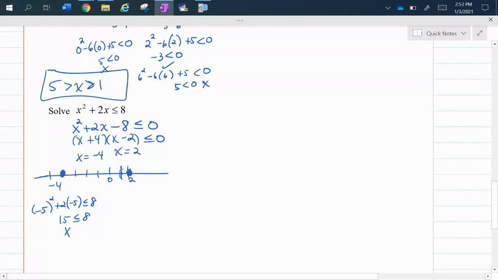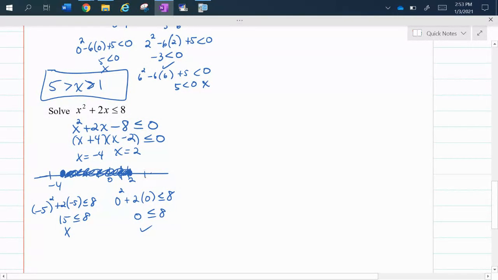And so then I'm going to plug in a number that is in between negative 4 and 2. Like, for instance, 0. 0 squared plus 2 times 0 is less than or equal to 8. So 0 is less than or equal to 8. That is true. So I'm going to shade the section in between negative 4 and 2.